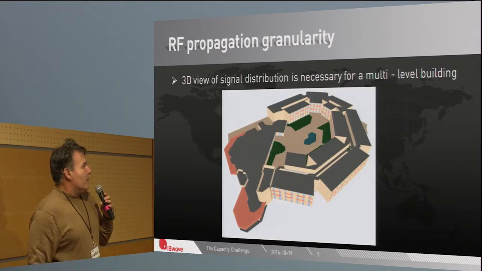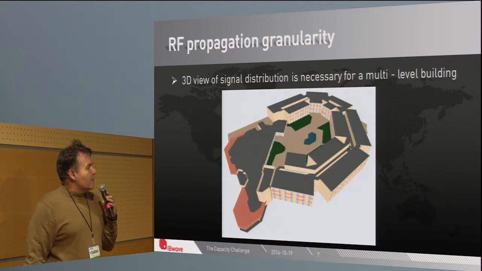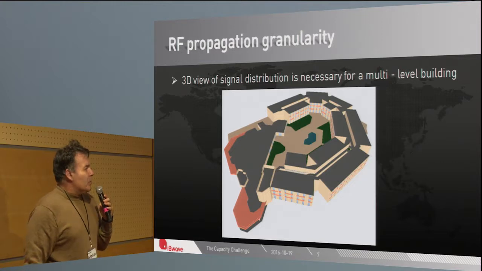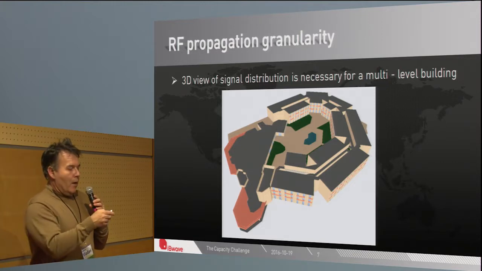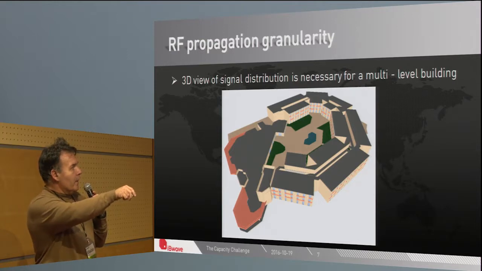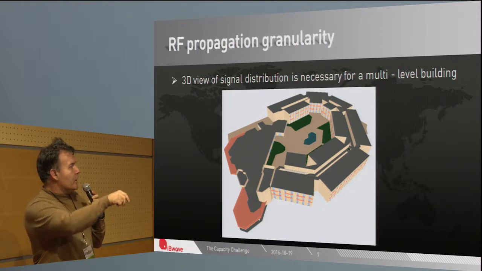The 3D propagation granularity is also very important. What you see here is a 3D vision of a hotel. The one in the middle is that pool area that I was telling you about. And then there are rooms that are around, and here is where the ballrooms are, and that semi-open area, and this is where the entrance is.